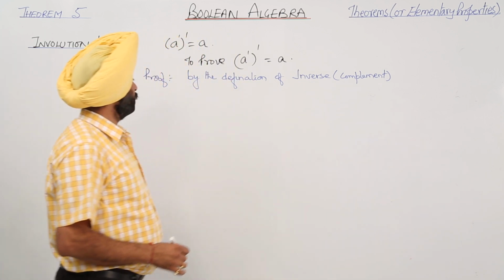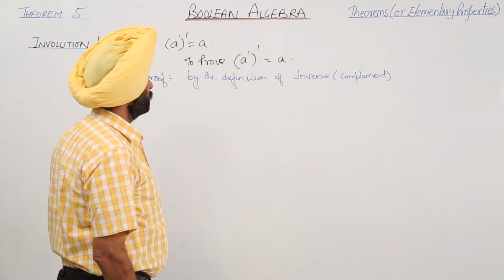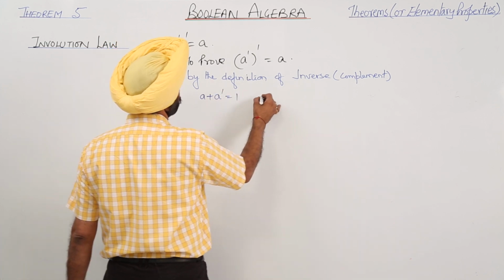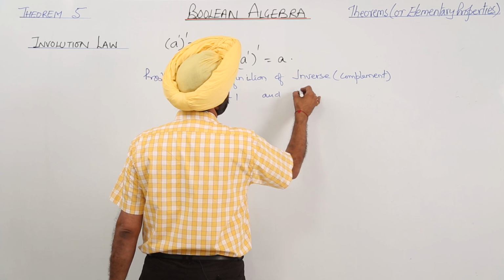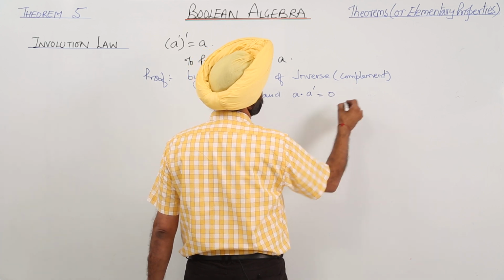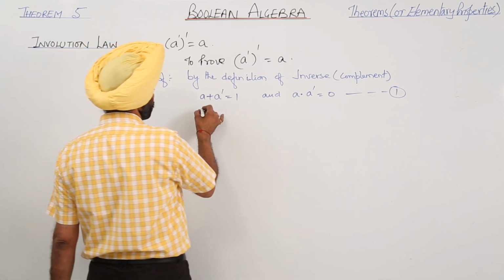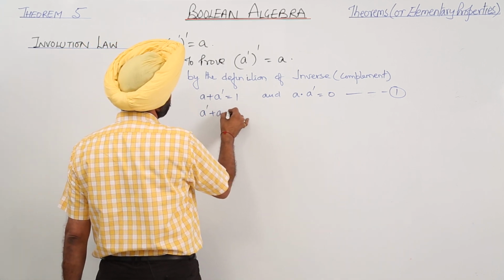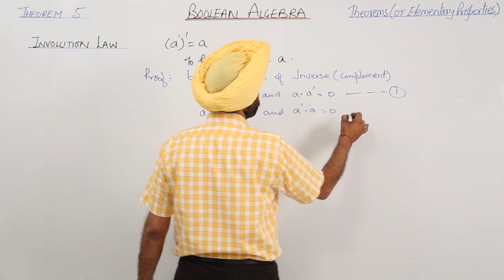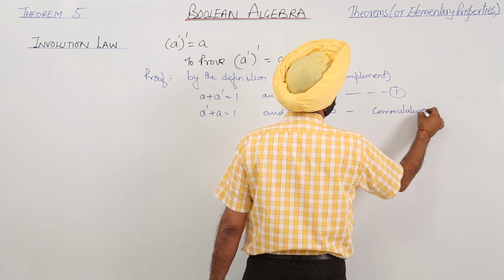by the definition of inverse or complement, what we are having? A plus A inverse is equal to 1 and A dot A inverse is equal to 0. Let this be 1. So can we write it like this? A inverse plus A is equal to 1 and A inverse dot A is equal to 0. So what is this? Commutative property.